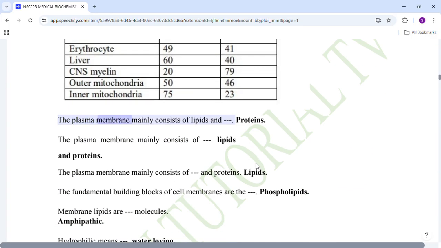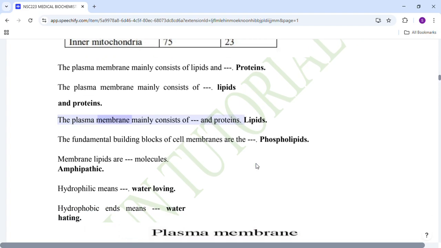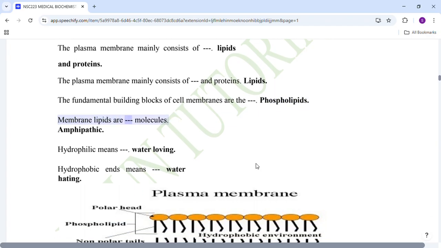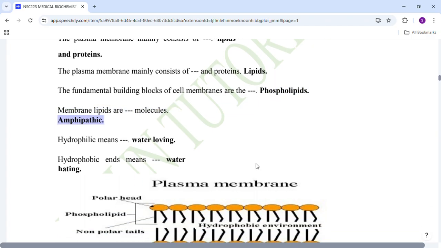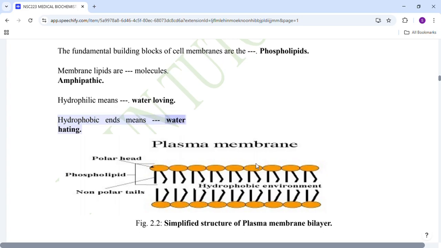The plasma membrane mainly consists of lipids and proteins. The fundamental building blocks of cell membranes are the phospholipids. Membrane lipids are amphipathic molecules. Hydrophilic means water-loving. Hydrophobic ends means water-hating.